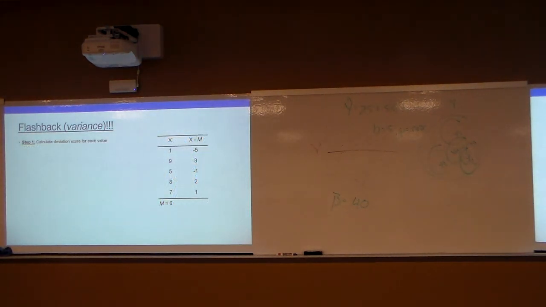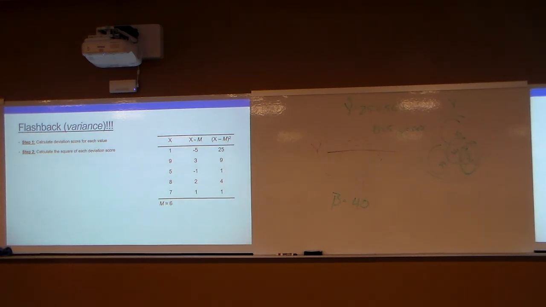Remember that when we're calculating our variance, what we've got is our x scores here, right? And what we first do is calculate a deviation score. So if our mean is 6, we take our x, subtract the mean, and that gives us a deviation score. And then we square each one of the deviation scores. Tomorrow, why do we square the deviation scores? Because if we didn't, they would add up to 0.